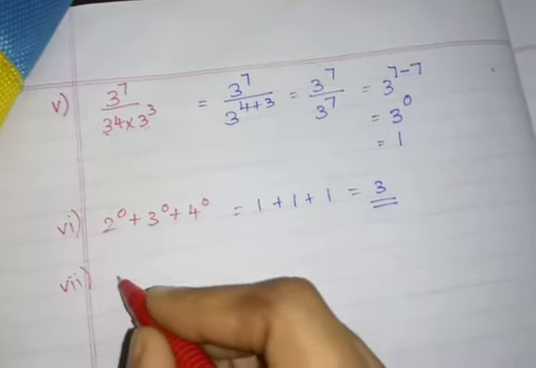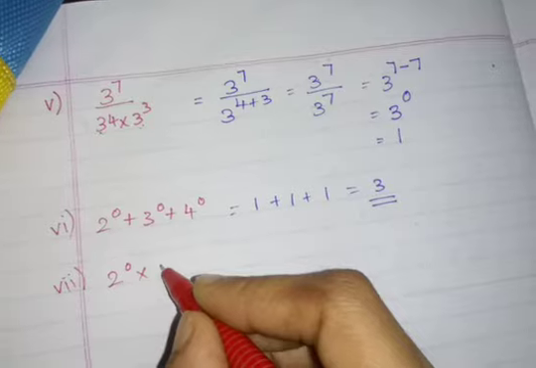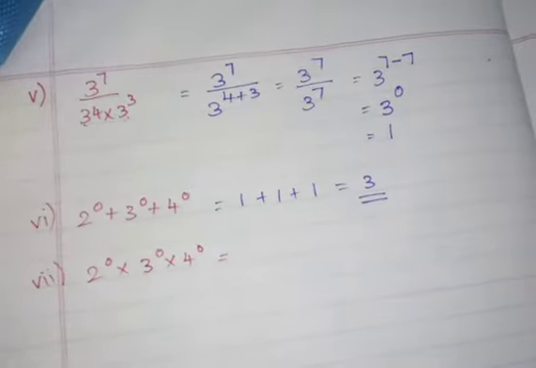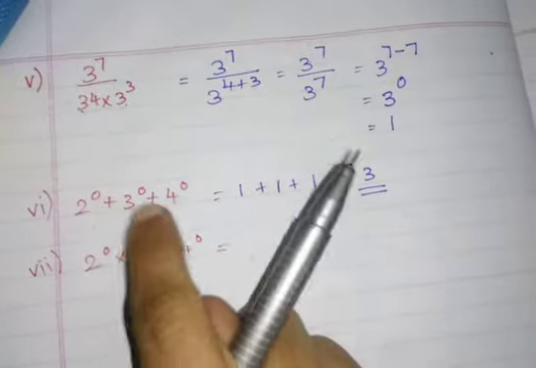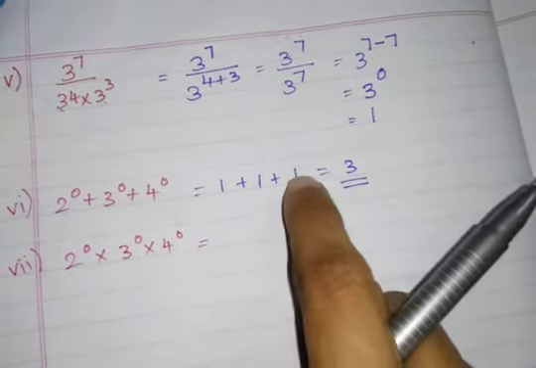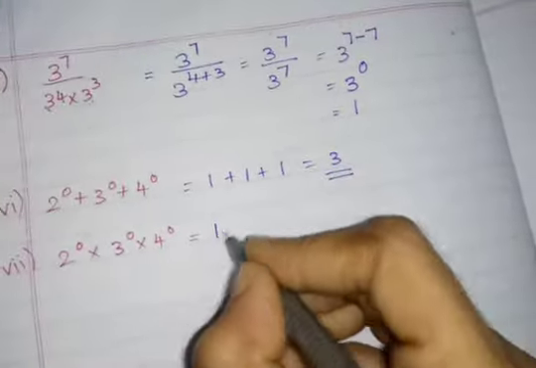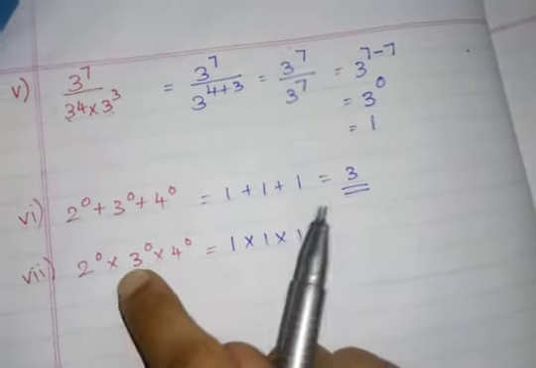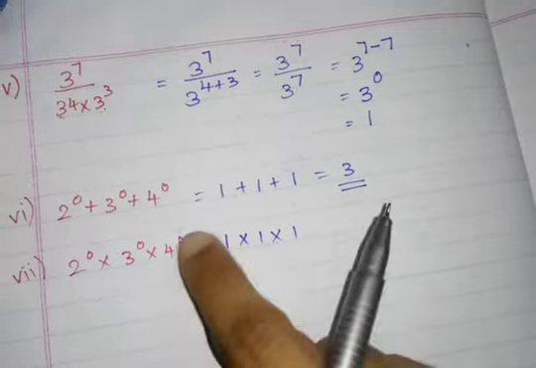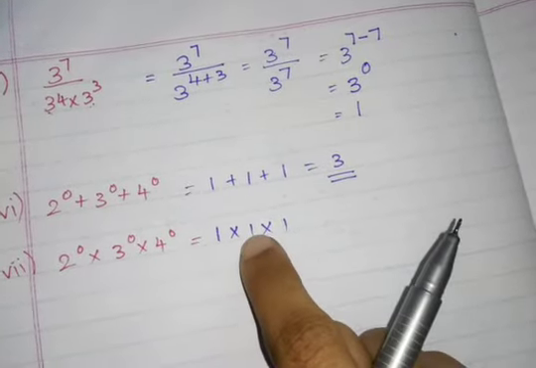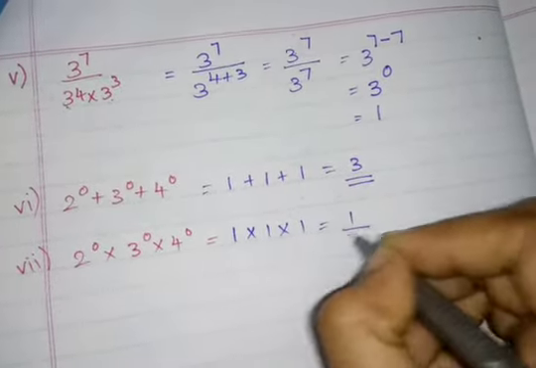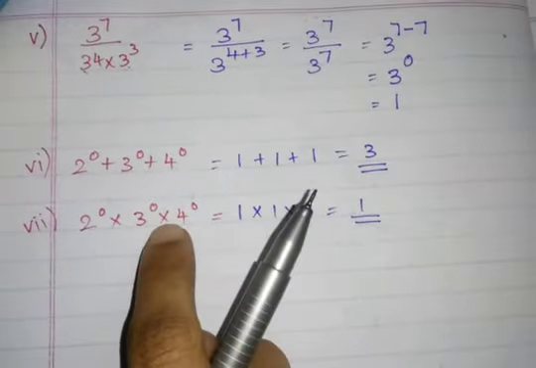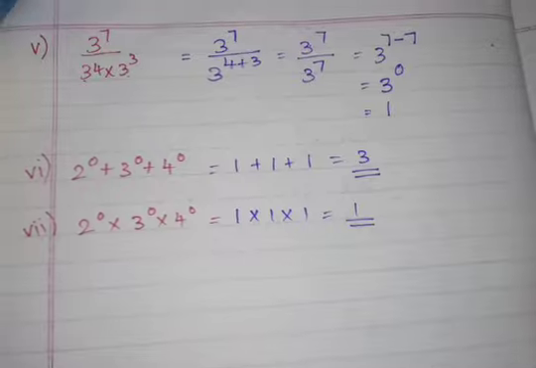Next is the seventh problem: 2 power 0 into 3 power 0 into 4 power 0. See, in the previous one it was addition, so I added 1 plus 1 plus 1, 3. Here it is 1 into 1 into 1, because 2 power 0 is 1 into 3 power 0 is 1 into 4 power 0 is 1. 1 into 1 is 1, 1 into 1 is 1. So the answer is 1. Check the question properly: it is addition in one and multiplication in the other. That's why 1 is the answer.